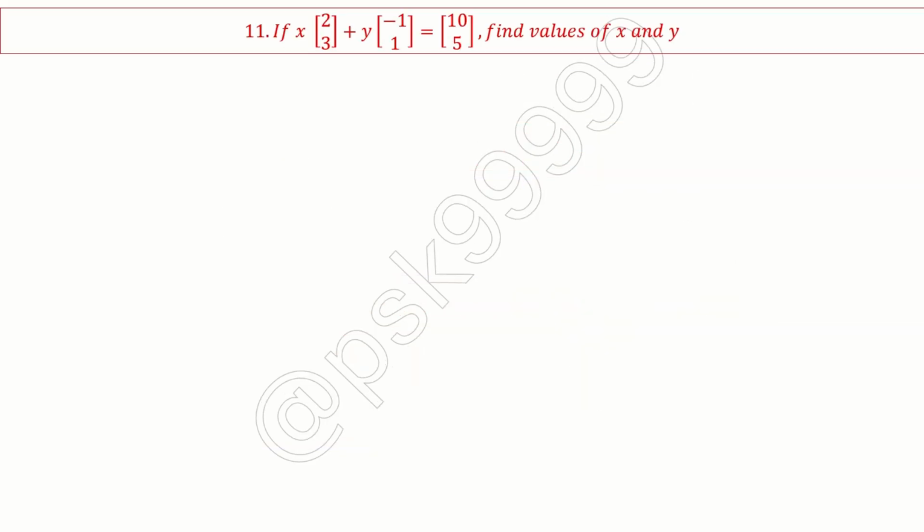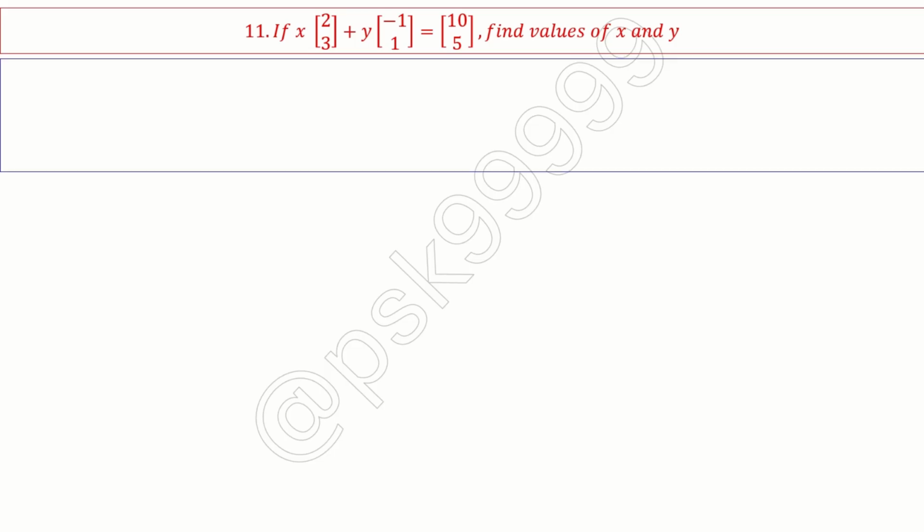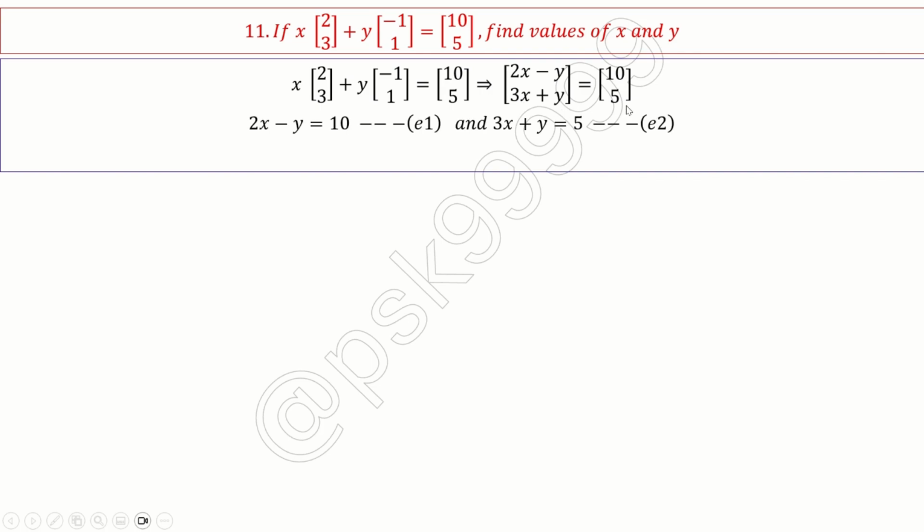Okay, next. Yeah, another problem again similar. x times matrix plus y times matrix equal to sum of the matrix is given. Find x and y, which is exactly the same way. You'll get two equations. Okay, 2x minus y equal to 10, 3x plus y equal to 5. You solve it.